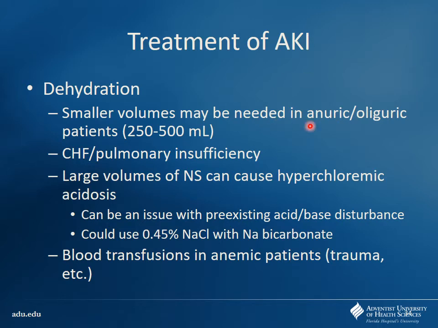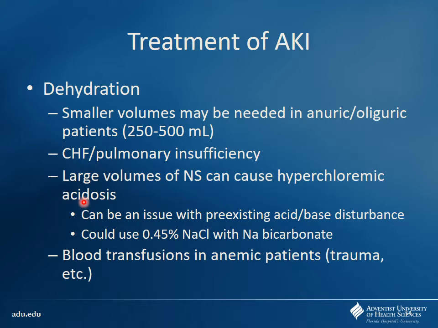So again, I mentioned for anuric or oliguric patients, use less, 250 to 500 mLs or so. And then watch out for patients with CHF or pulmonary insufficiency. They tend to hold on to this fluid a little bit more there. Don't really worry about this part so much. Just know that if you give huge doses of sodium chloride, they can accumulate that chloride quite a bit.